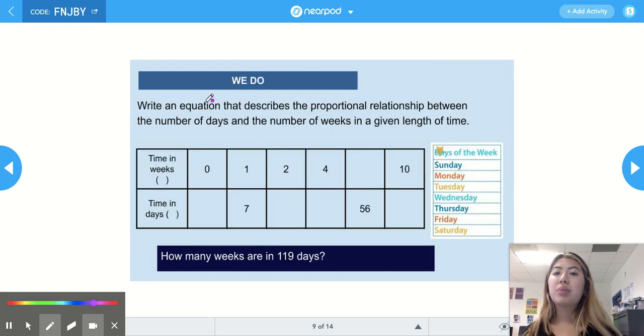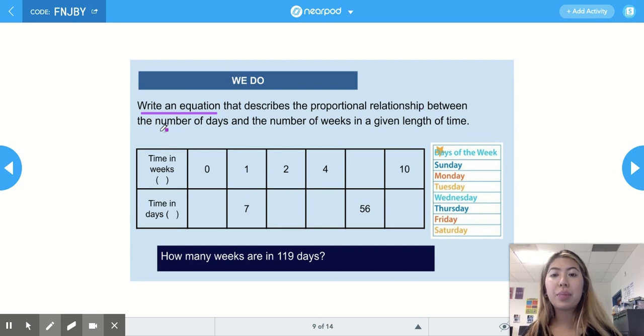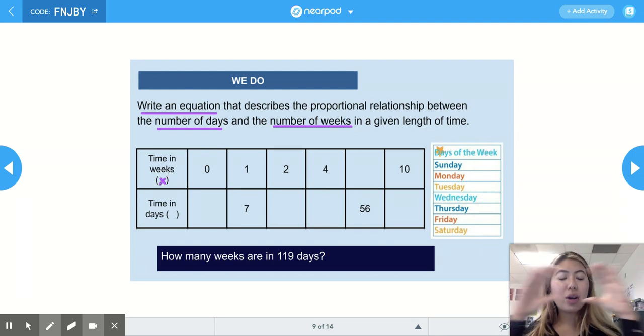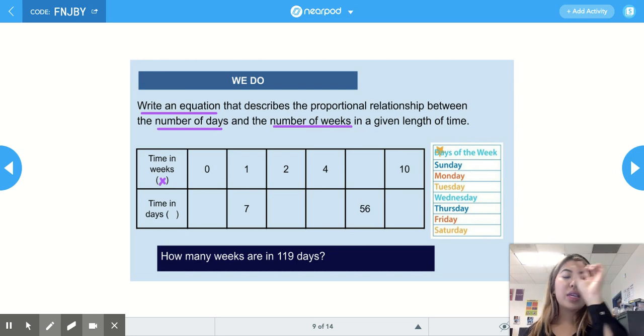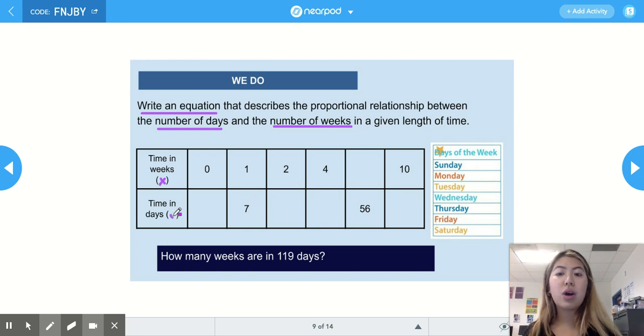This next problem reads, write an equation that describes the proportional relationship between the number of days and the number of weeks in a given length of time. So time in weeks and time in days. Time in weeks is going to be our x variable, or independent variable. In a table that's flat or horizontal, the top row is always going to represent the x values, and the bottom row is always going to represent the y values, or the y variable.